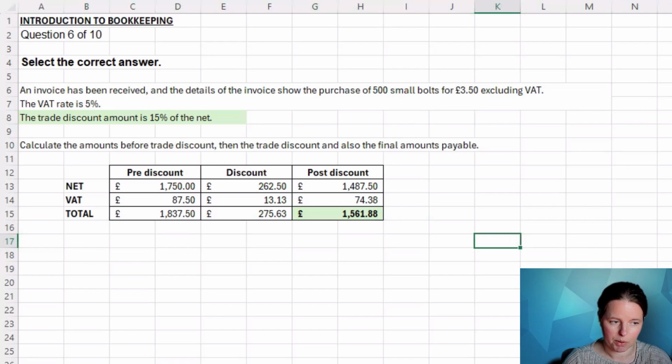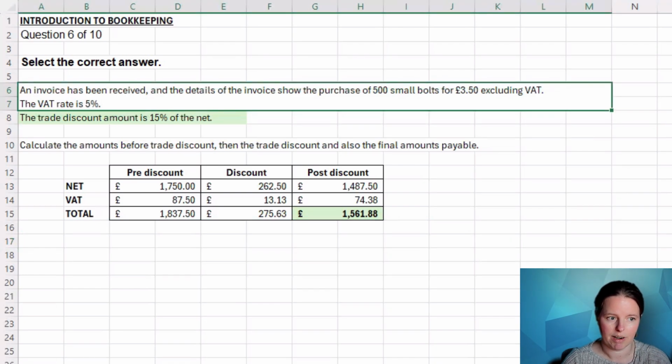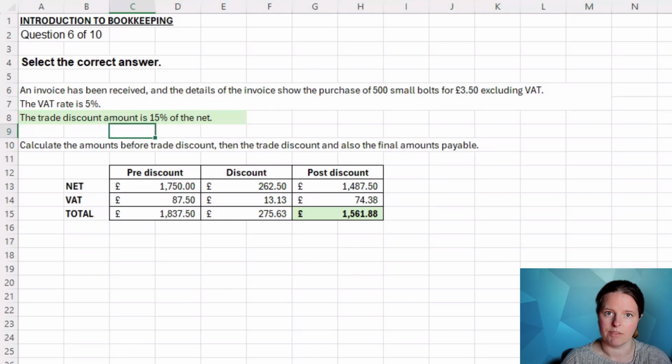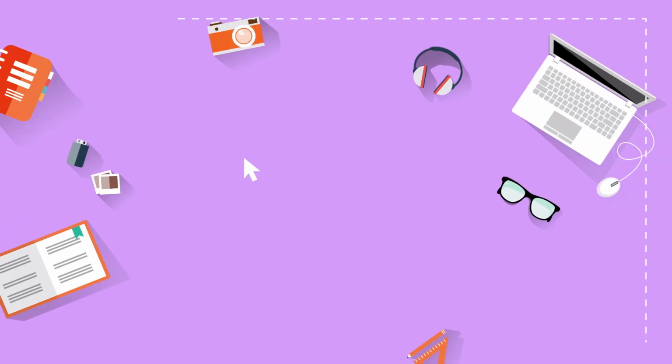But again, in this type of question, make sure that you're looking at the VAT rate percentage, because it won't always be 5%, and also the discount, and if that's on gross or net. So let's move on to question 7.